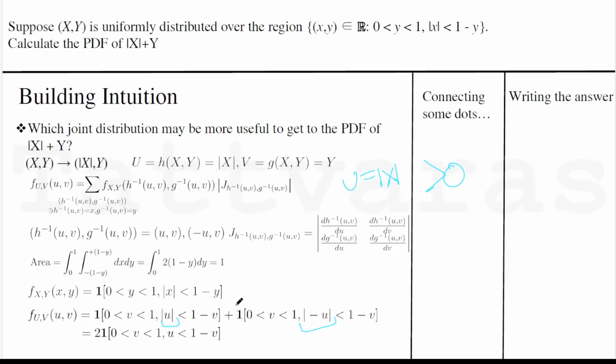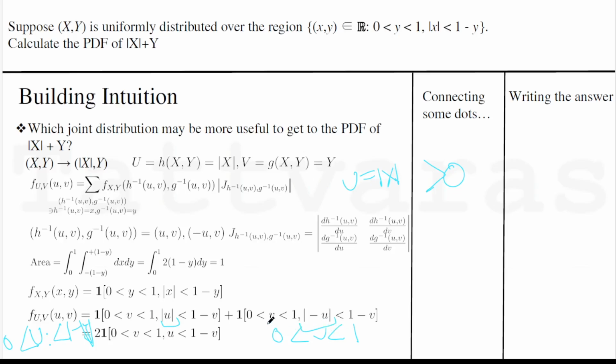And this is another important thing to note. The values that the newly transformed variables can take. So in this case, u can take values, conditioned on v, 0 to 1 minus v. And because v is y itself, we can take values on this.